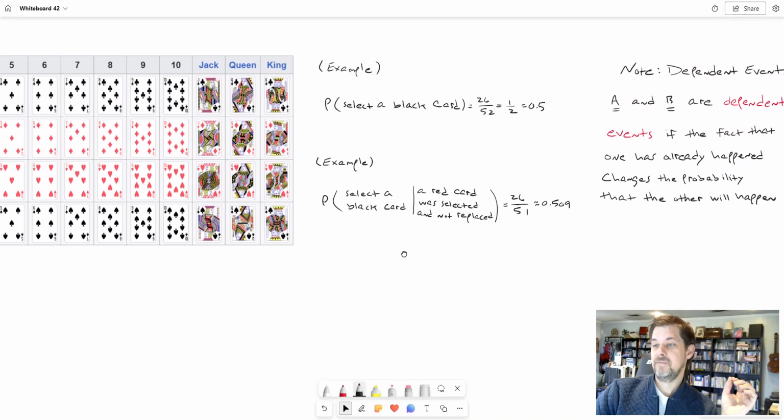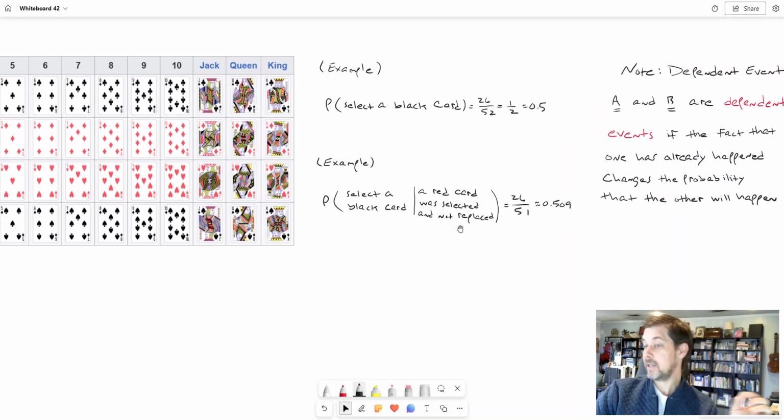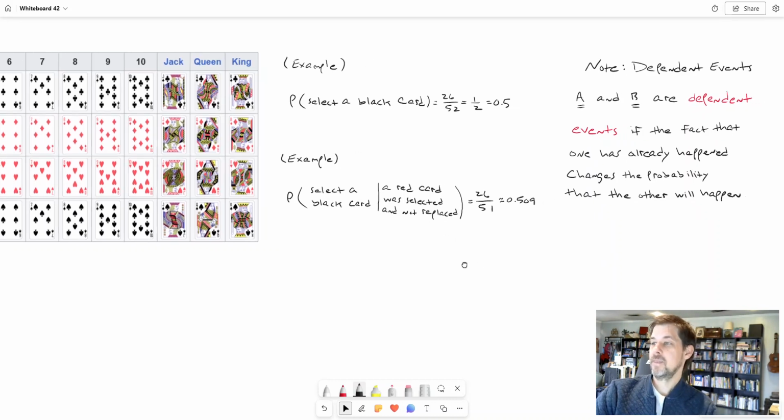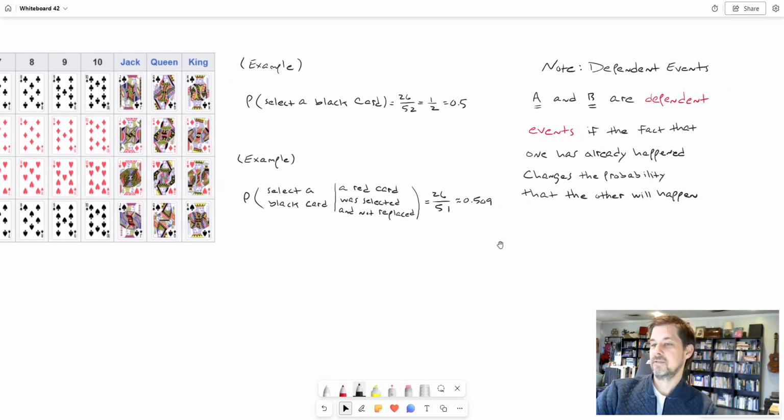The reason is if you take a red card out of the deck and you don't put it back, there are still going to be 26 black cards left in the deck, but there will only be 51 cards total because you took one of the red cards out. So there's one fewer card in the deck. So that's an example of dependent events.